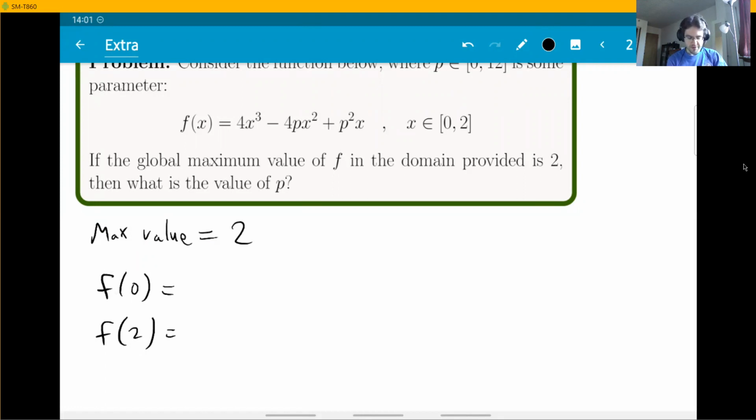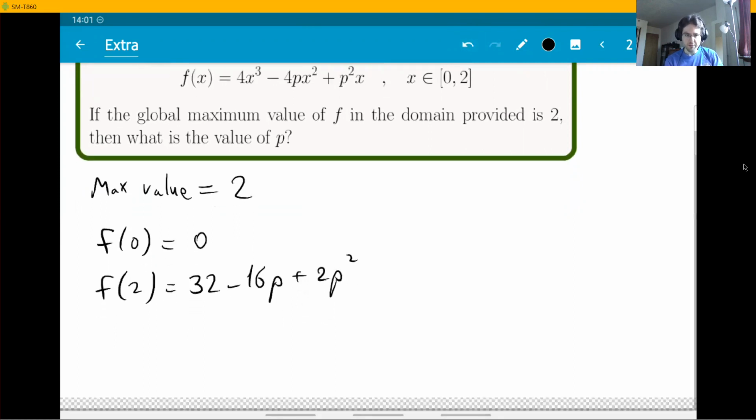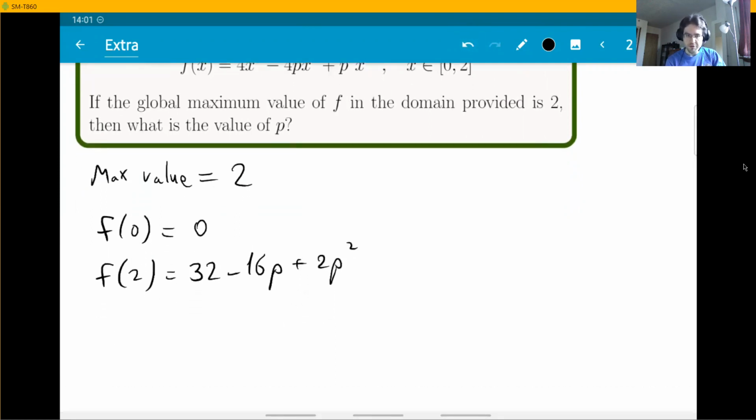So let's go ahead and find f of 0. That's very easy. If x is equal to 0, you see that there's an x in each term, so f of 0 equals 0. And then what is f of 2? That one's going to depend on p. Plug in 2 for x. The first term here will be 4 times 8. The second term will be 4 times 4 times p, so 16p. And the last one, 2p squared. Just looking at it, it's difficult to understand which one of these is actually largest, 0 or the other one.